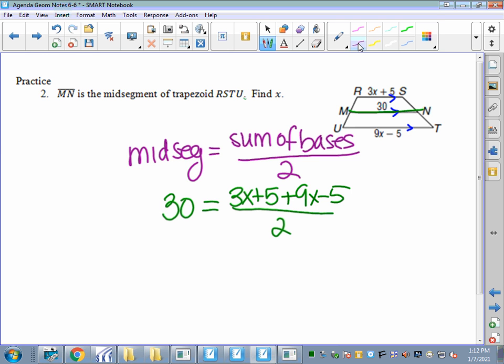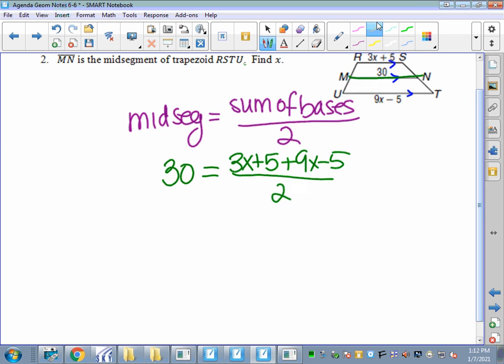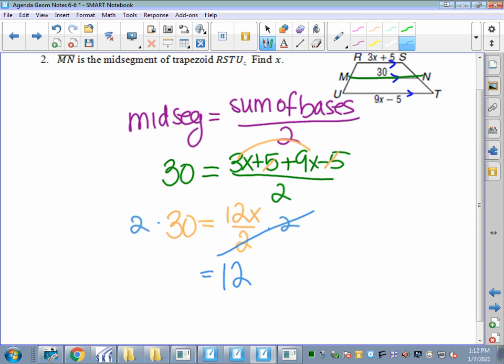I'm going to combine some like terms here, and then I'm going to get rid of that fraction because nobody likes a fraction, right? So 30 is equal to 12x, and the 5s cancel out. So 30 is equal to 12x over 2. Now, you might go ahead and just do that math, 12x over 2. I know some of you are going to. If you run into a situation where you're not sure what to do, multiply by 2 on both sides. That cancels those out. And then that just becomes 30 times 2, which is 60. Divide by 12, and I get x equals 5.